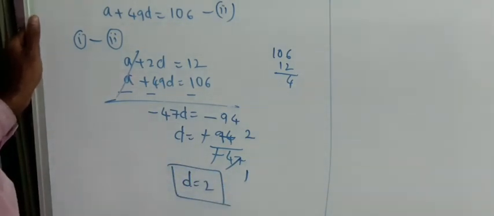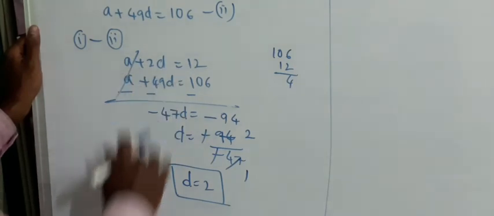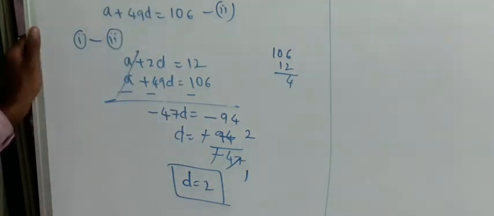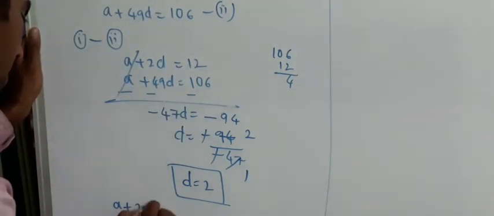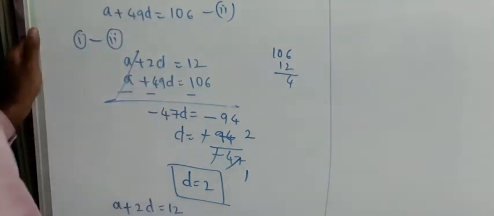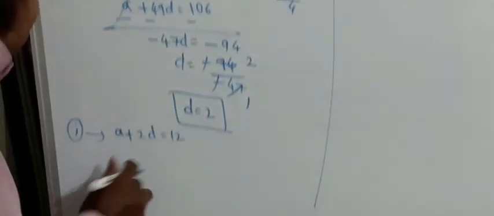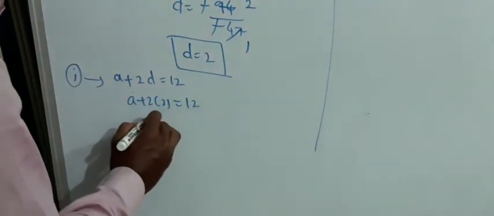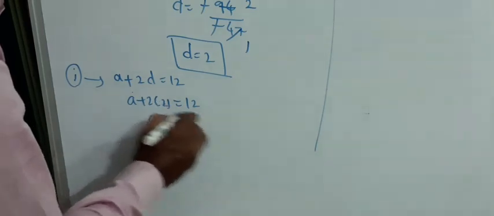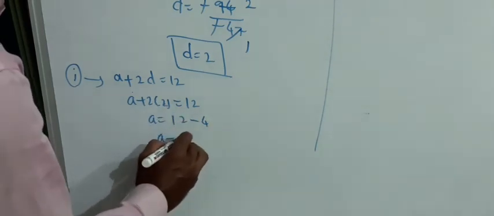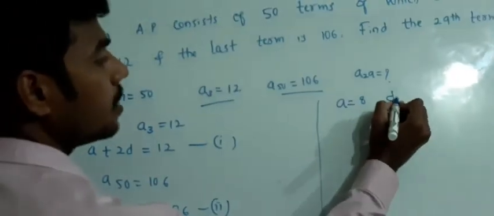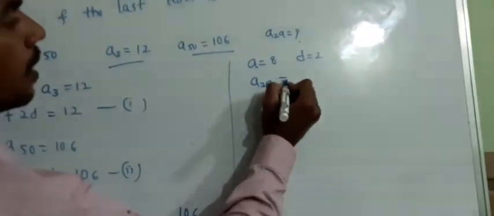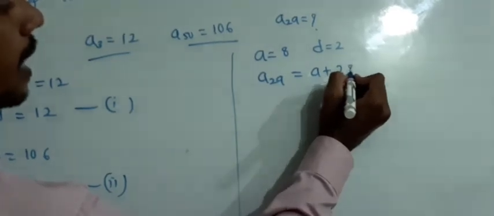Okay. Now if D is equal to 2, I will substitute this in one of the equations. So A plus 2D is equal to 12. I will consider equation 1. So I know the value of D. A plus 2 into 2 is equal to 12. A is equal to 12 minus 4. A is equal to 8. Now we got A as 8, first term is 8 and D is 2. I can easily calculate A29. That is A29 is A plus 28D.